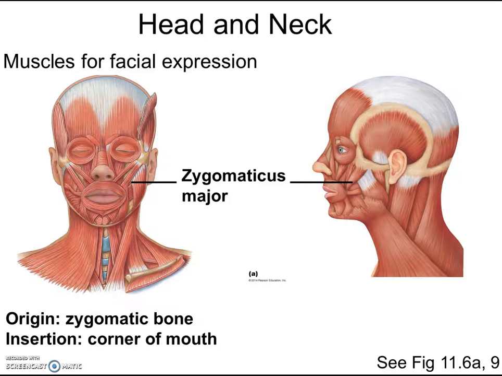Next, we have zygomaticus major, and this is actually the muscle we saw in the first question I asked you about which muscle causes you to smile. This muscle's origin is on the zygomatic bone at the top, and it inserts into the corner of the mouth, so that when you contract it, the corners of your mouth raise, causing you to smile.